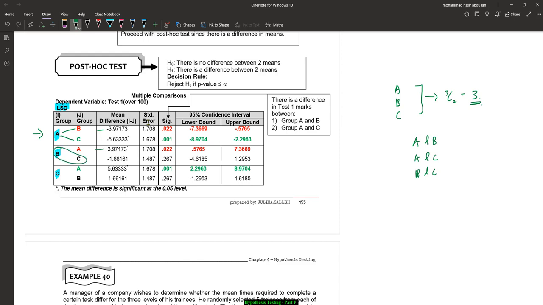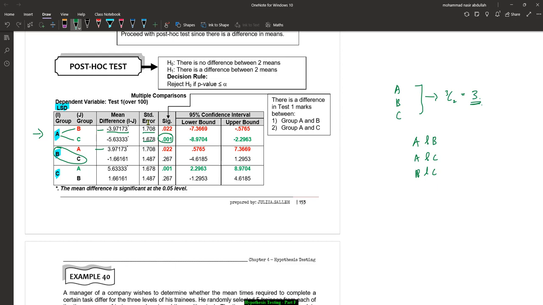So the mean difference is the mean of A minus the mean of B. So you will get the mean difference. Right? Negative 5.6 ni, mean of A minus mean of C dapat negative 5.633. This is the standard error. Standard error is obtained from the standard deviation divided by the square root of n. Right? And this is the p-value. Right? So if the p-value is less than 0.05, the concept is the same. If the p-value is less than 0.05, there is a difference between these groups.